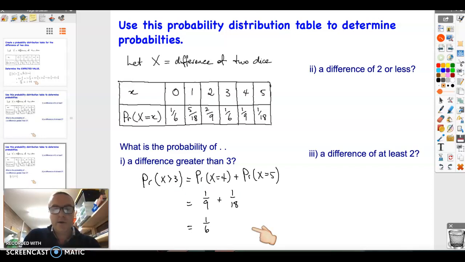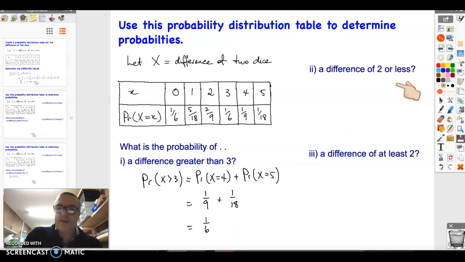There are 2 possible values in our distribution that are greater than 3, and that's 4 and 5. And so we can simply add up the probabilities associated with rolling a 4 or a 5. So both of those are greater than 3. So the probability of rolling a difference of 4 is 1/9. The probability of rolling a difference of 5 is 1/18. So the probability of rolling a difference that's greater than 3 is exactly 1 in 6, or 1/6.